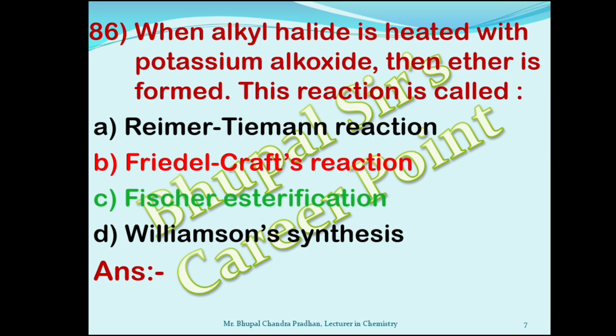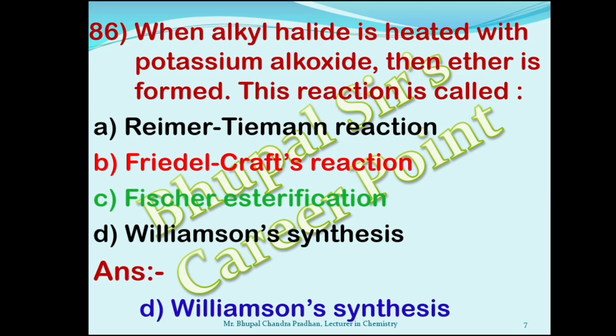The students try to give the correct answer. When alkyl halide is heated with metal alkoxide, sodium or potassium alkoxide, then sodium halide or potassium halide is eliminated and we will get ROR, that is ether. This reaction is called Williamson synthesis of ether. That is option D is the correct answer. Thanks for the students who have given option D as their answer in the live chat.